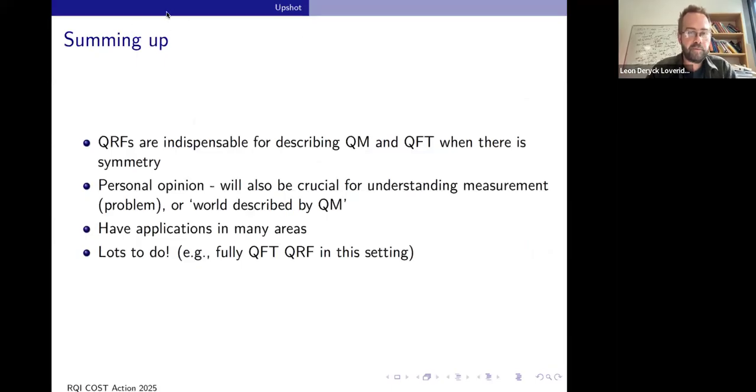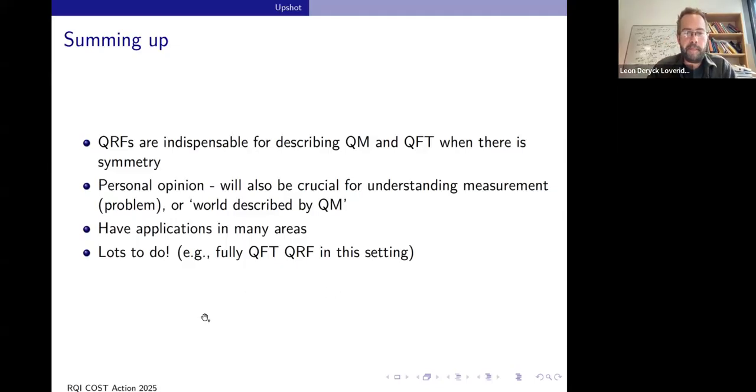So what's the summing up? Quantum reference frames are indispensable for describing quantum mechanics and quantum field theories under symmetries. I have a personal belief that actually these will also be crucial for understanding quantum measurements in general and the kind of world that's described by quantum mechanics. So people who have a philosophical background or interest, we could discuss that. QRFs are sort of springing up in many other areas, quantum thermodynamics, stuff like that. And there's a ton to do.